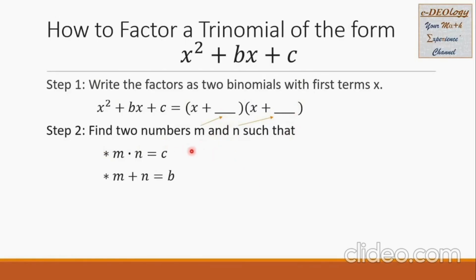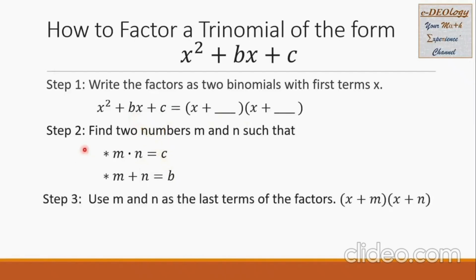This is the first condition. If we multiply the m and the n, it should be equal to the c. And this c is the constant of our trinomial. The next condition is, if we add the m and n, so that is m plus n, it must be equal to b. And this b here is the coefficient of the x in the middle term of the trinomial.